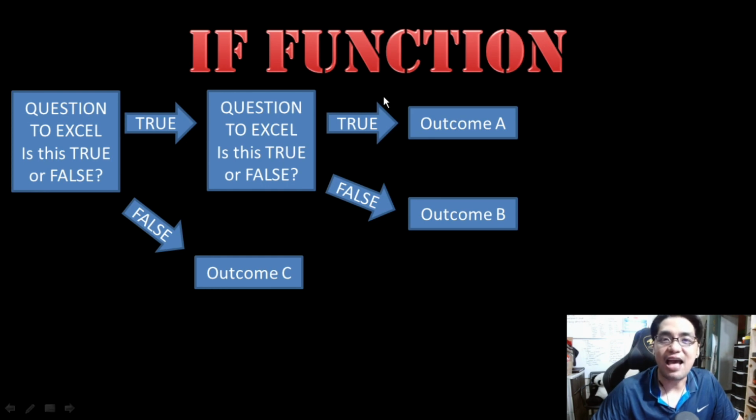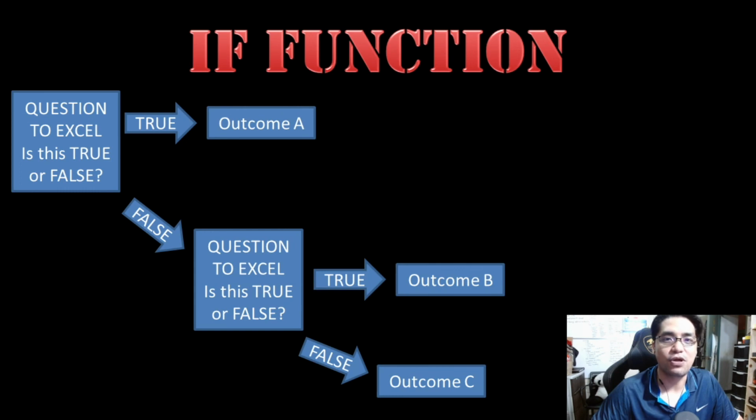In fact, it doesn't have to be like this. It can also look like this, for example, also 3 outcomes. But in this case, the chain splits on the false part. So you ask Microsoft Excel a question. If it is true, then you get an outcome. If it is false, then you ask Microsoft Excel another question and then evaluate it again if it is true or false. So in this case, 3 outcomes again.